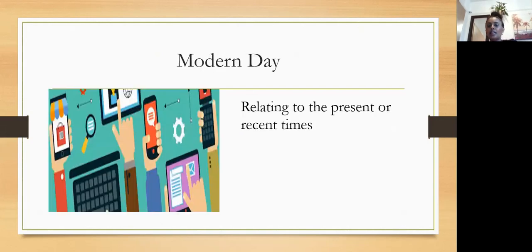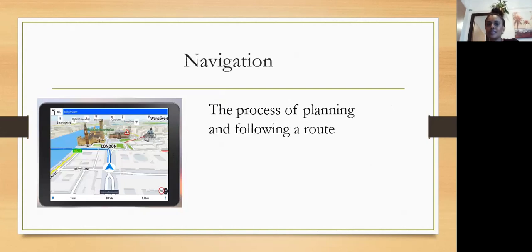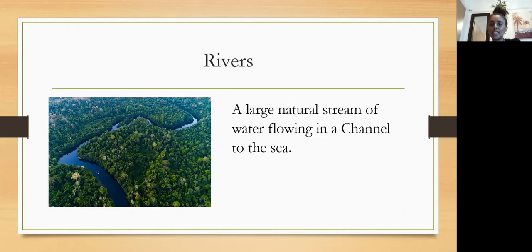Modern day is the phrase used relating to the present or recent time. So modern technology, modern day phones, modern shoes, modern fashion. All of these things mean right now what's happening. Navigation is the process of planning and following a route, which is funny because when I was little, we didn't have a sat nav. We used an A to Z to travel around, but it's still a way of planning a route and following that route in order to get to your destination.